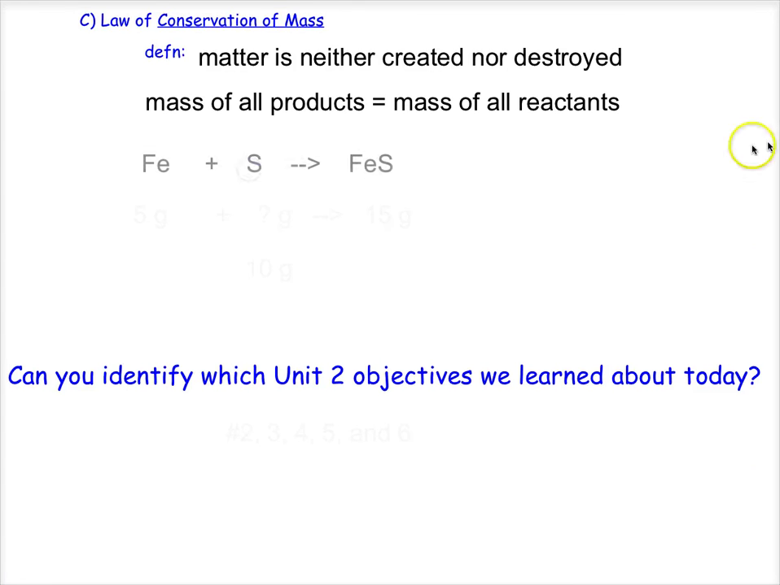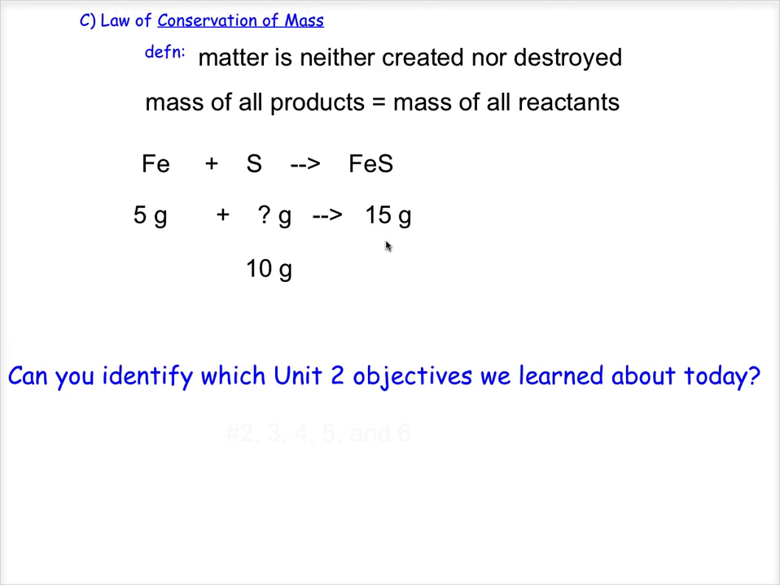So let's say you had a chemical equation, a chemical reaction where you have iron reacting with sulfur. These, Fe plus S, these are your reactants. FeS, iron sulfide, is your product. Let's say you know this much information. Let's say you know you started with 5 grams of iron, and let's say you know that you ended up with 15 grams of iron sulfide. The question is, how many grams of sulfur would you have needed to make this happen? And the answer is 10 grams, right? The mass of both reactants has to add up and equal to the mass of all your products.